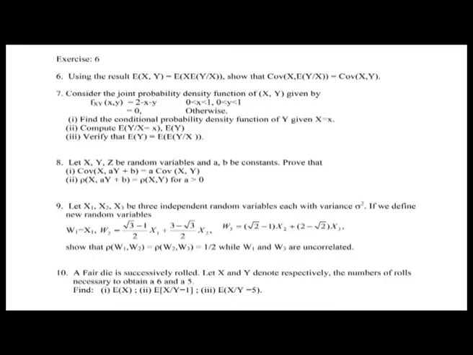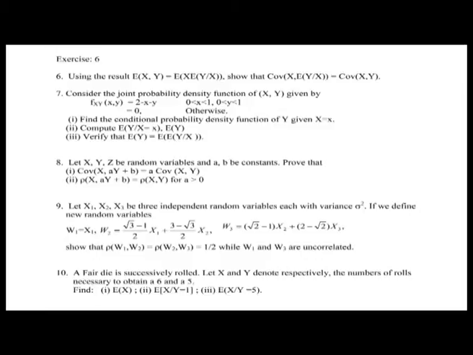So, let X1, X2, X3 be 3 independent random variables, each with variance sigma square. So, there are 3 independent random variables with the same variance. If we define new random variables, W1 is X1, W2 is (root 3 minus 1) upon 2 of X1 plus (3 minus root 3) upon 2 of X2, and W3 is a linear combination of X2 and X3, show that the correlation coefficient between W1 and W2 is equal to the correlation coefficient between W2 and W3, which is equal to half, while W1 and W3 are uncorrelated.